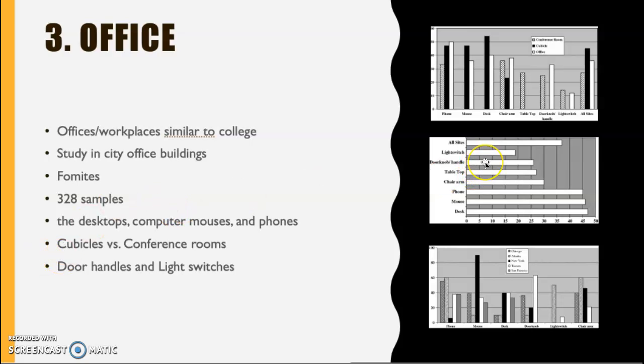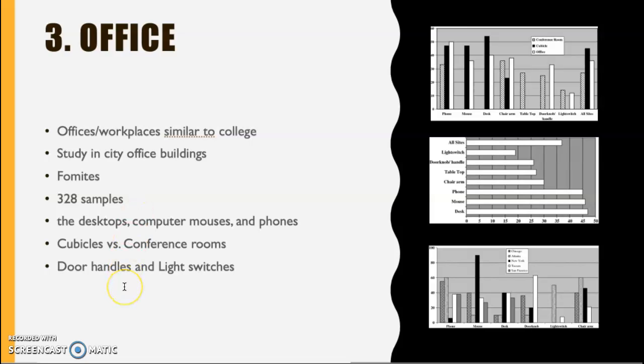Fomites are objects that hold microbiota, and there's a lot of fomites around. One is your phone, honestly. In this study, they took 328 samples from an office or offices around the country. They swabbed stuff like desktops, computer mouses, and phones, and they found that these 3 things had the most microbiota and bacteria on them.